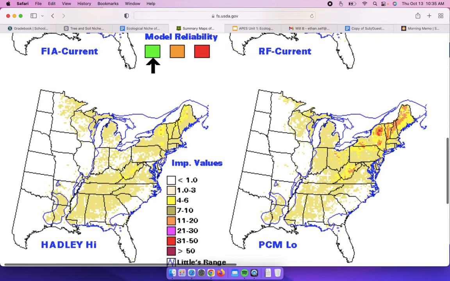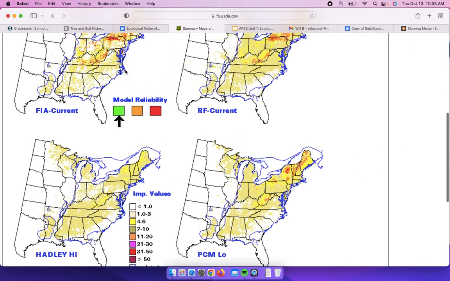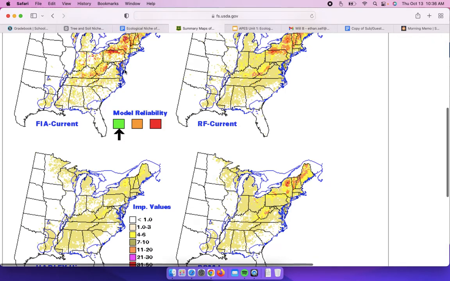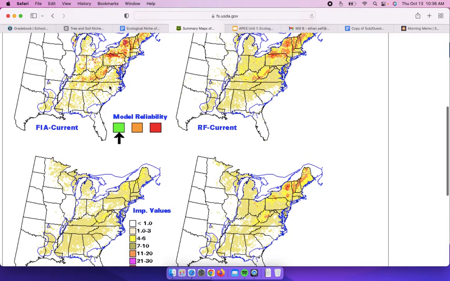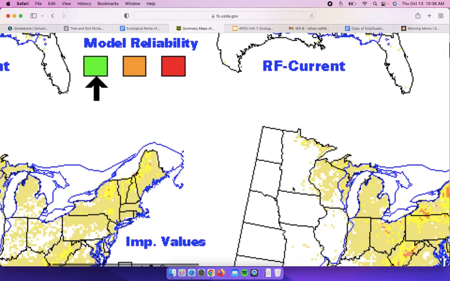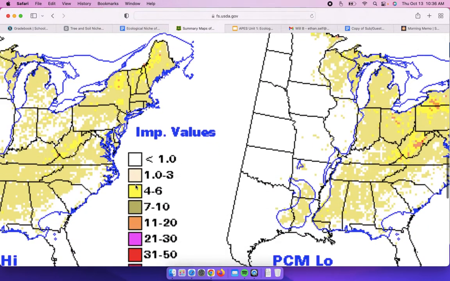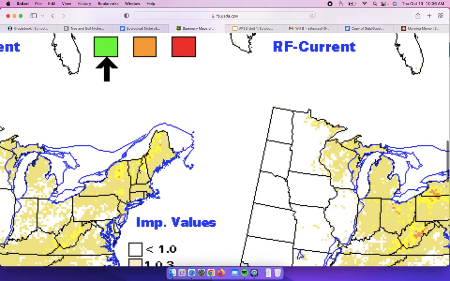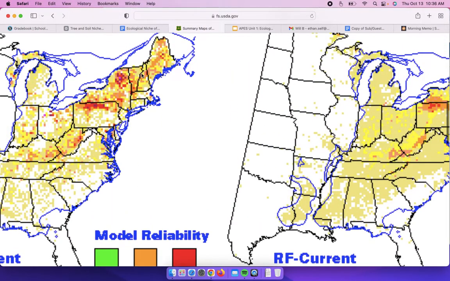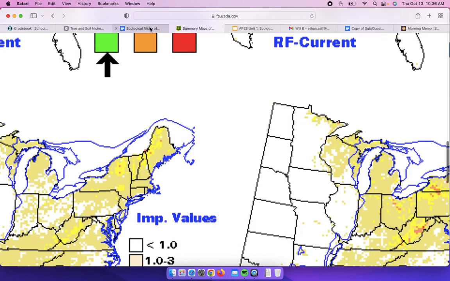What's interesting to note is that the birch trees do not really change their geographic span. They do become more common in the Hadley high versus the Hadley low in the southern hemisphere. But when it comes to Vermont, we still see birch trees in both states, or both models. However, the change in importance value becomes very noticeable in the Hadley high model as opposed to the Hadley low.